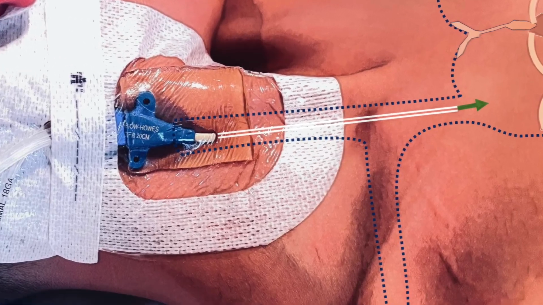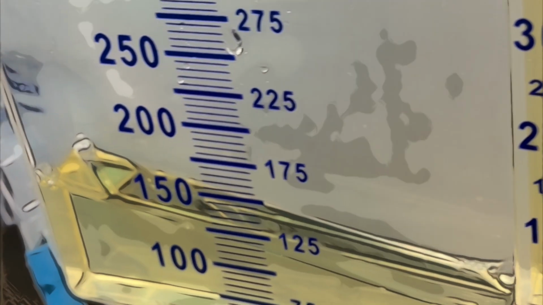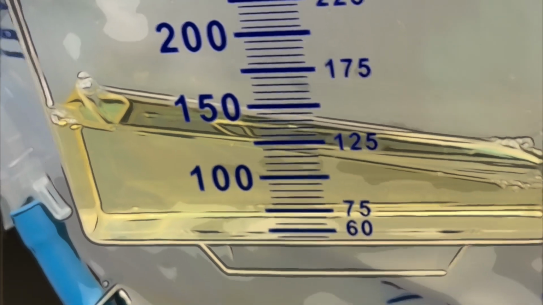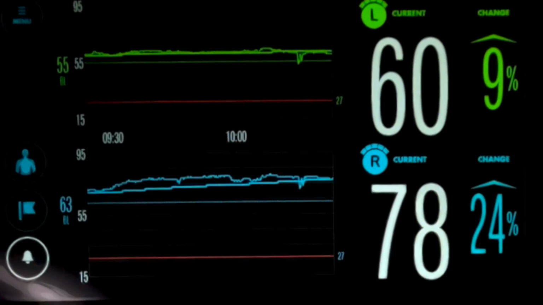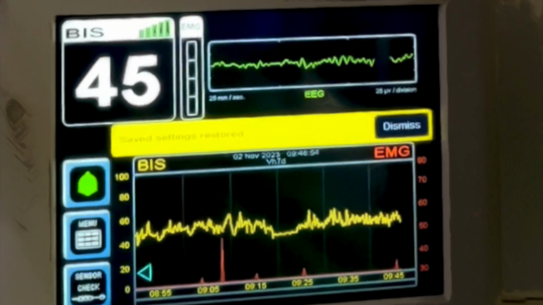Additional monitors include a catheter that drains urine from your bladder, and brain function monitors that tell us how well oxygen is getting to the brain and how relaxed it is.